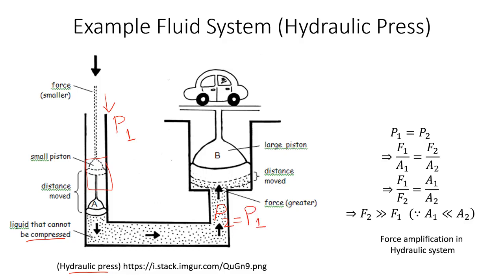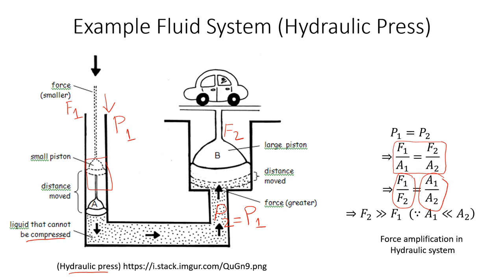As a consequence of the conservation of pressure, we have a relationship between the corresponding forces. So let F1 be the force applied on the input side and F2 the force generated on the output. Then P1 equals P2 simply asserts that F1 over A1 equals F2 over A2, which means the ratio of F1 to F2 is the same as the ratio of the areas on the input and the output side, respectively.